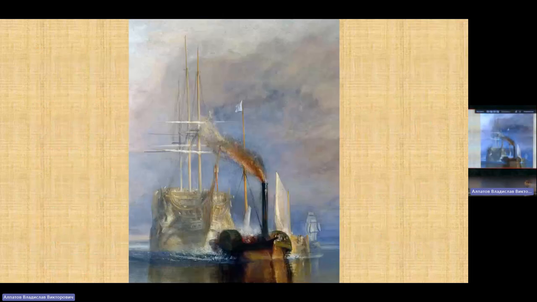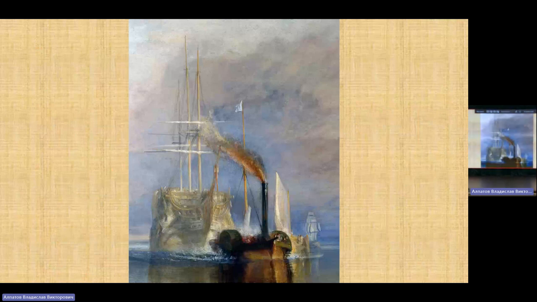A visual parallel to antithesis can exist on, well, I'm sure that we can come up with many examples, but this is a fragment from William Turner's picture, The Fighting Temeraire, where a ship, the old type with the sails, is tugged by a tug ship, which is already driven by steam, the steamboat.